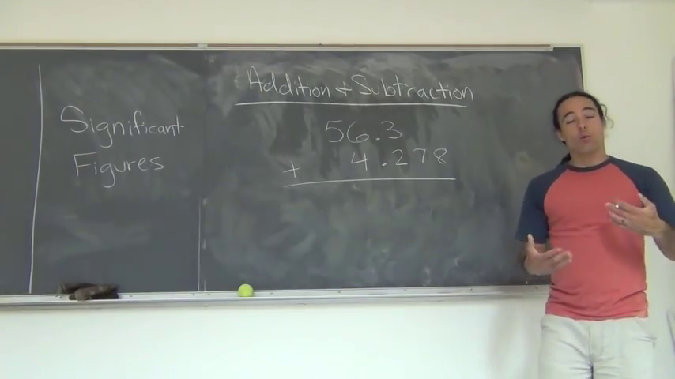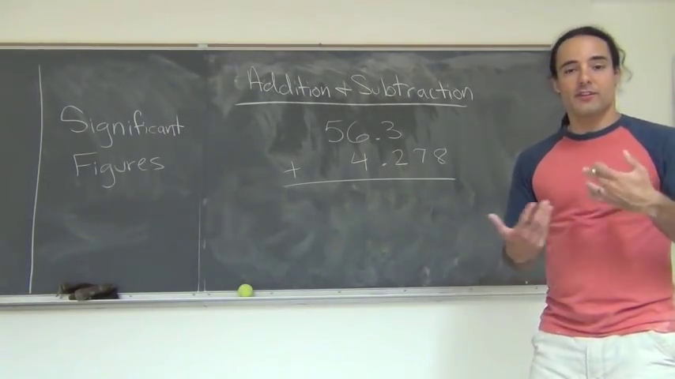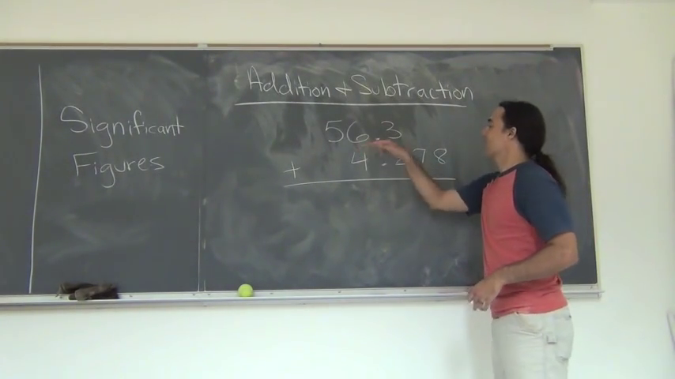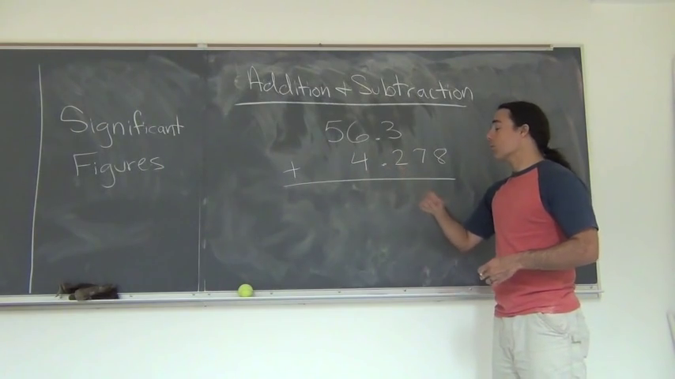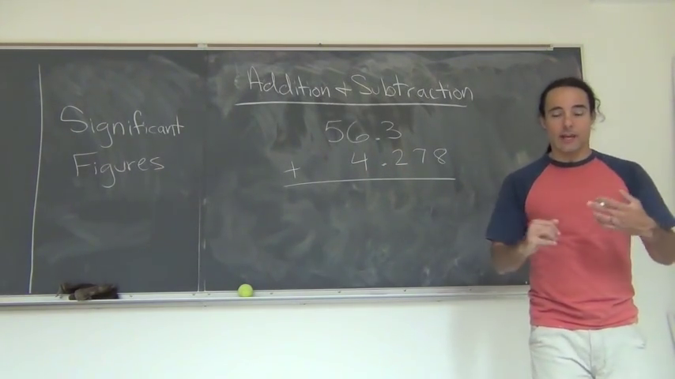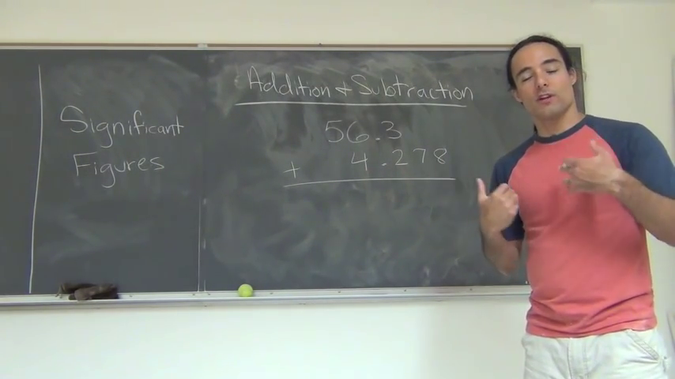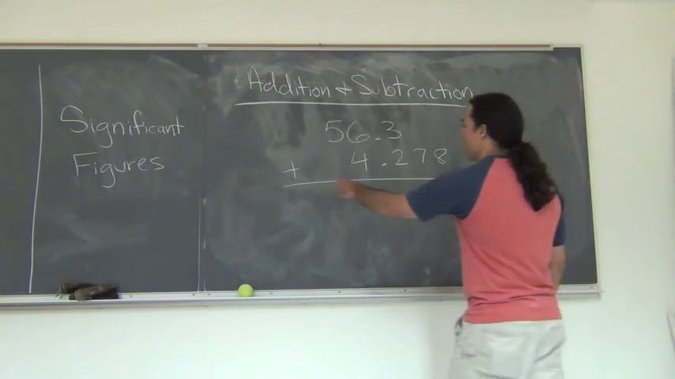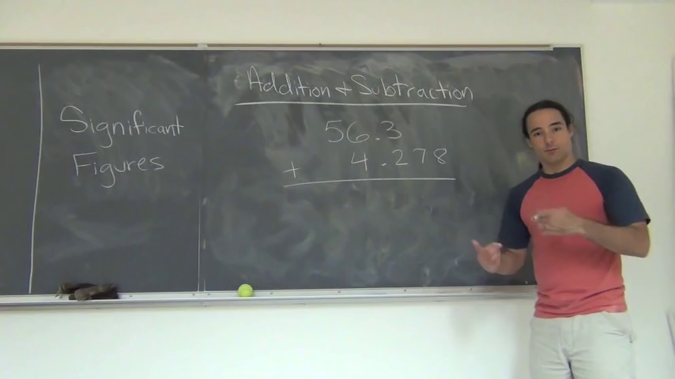Now we're going to talk about what happens when we're combining numbers with different numbers of significant figures. So here we go. I'm adding 56.3 to 4.278. Say you take two measurements in lab, you want to find what the sum of these two quantities is. Some are different. We're going to do a sum here. Same rules work for addition and subtraction.